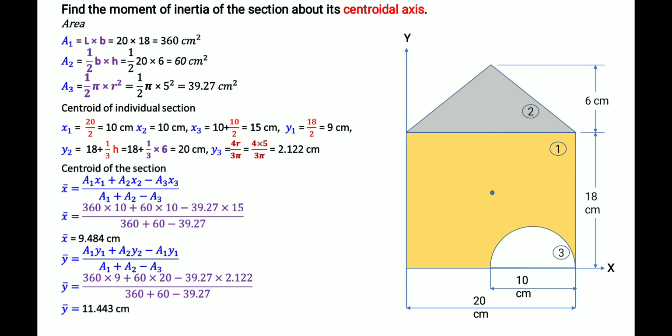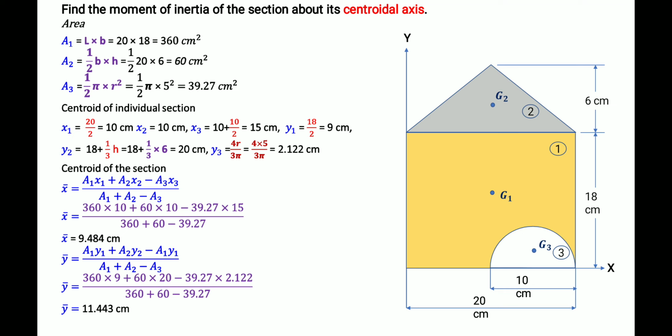Then after that, the centroids of the individual sections. For the rectangle, what is the center point? This is the center point G1. G1 is the centroid of the rectangle, the first section. Then this G2 is the center point of the triangle. Then G3 is the center point of the semicircle.